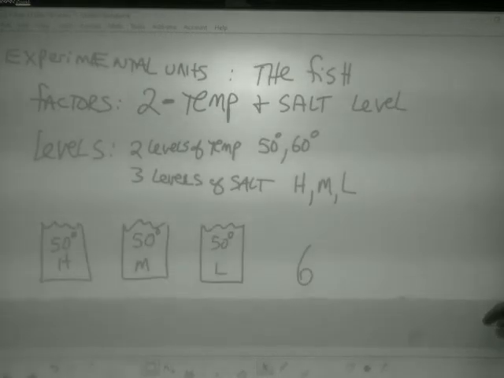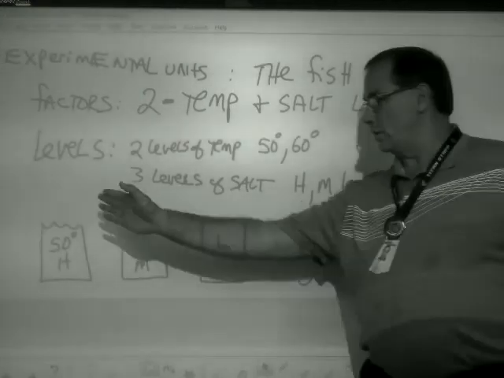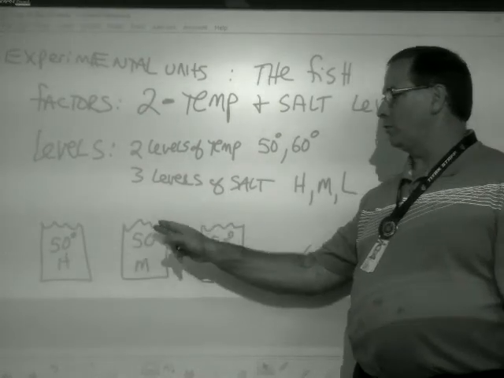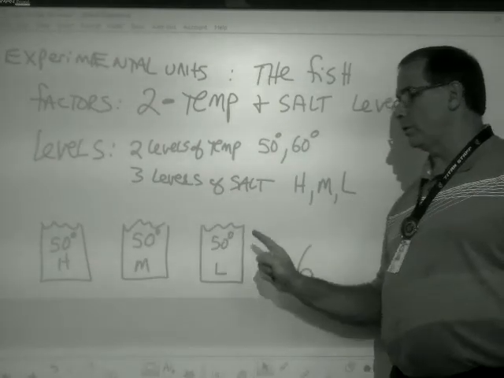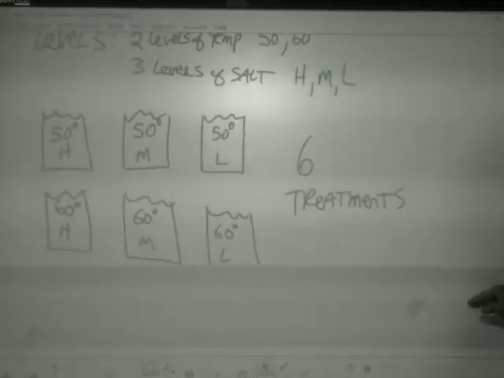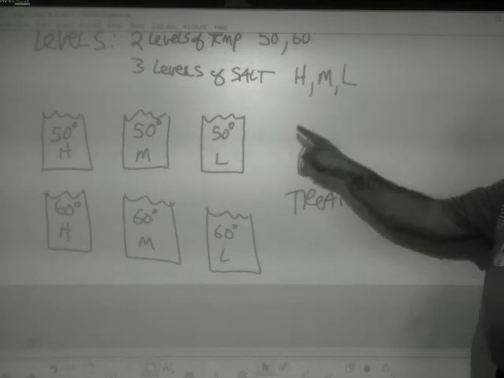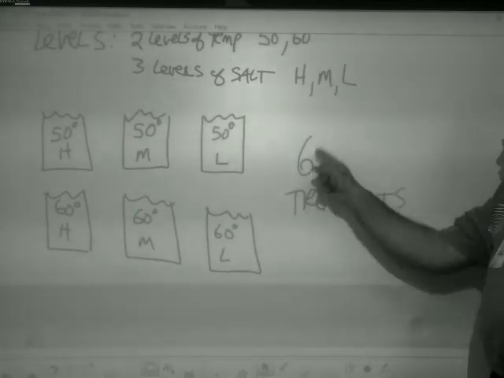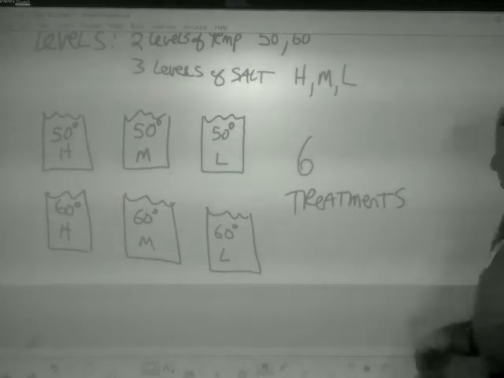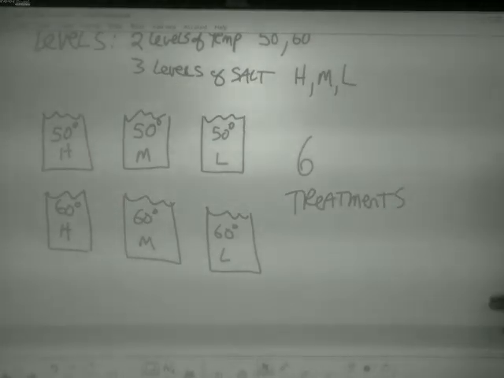So in this case, we might have a fish tank with 50-degree water, high salt, 50-degree water, medium salt, 50-degree water, low salt, 60-degree water, high, medium, and low. 6 total treatments, 6 total fish tanks. We would have to break these fish up into 6 groups.